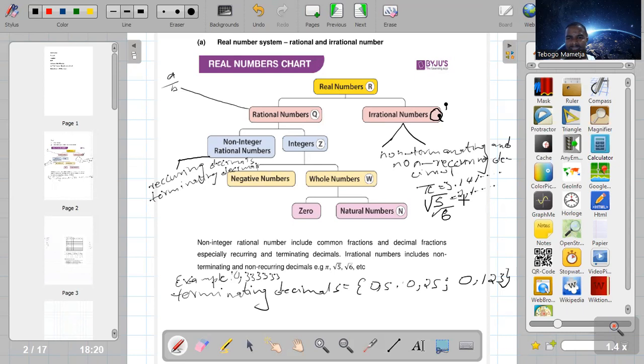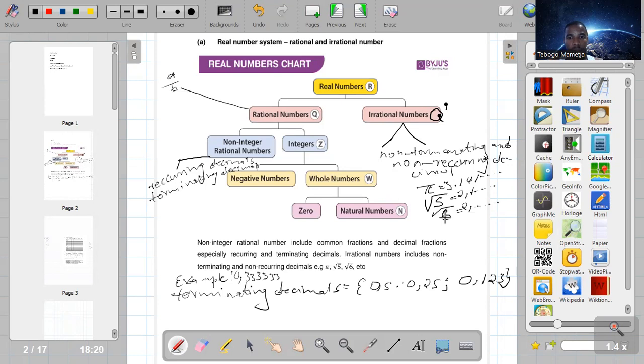As much as this number may look like it's a rational number, this number actually, guys, is not a rational number. It will still give us something like 2 point something something something with decimals which do not recur and do not terminate. So for as long as it's a square root of a number that is not a perfect square, it will become a non-terminating and non-recurring decimal. So that number will qualify to be an irrational number.